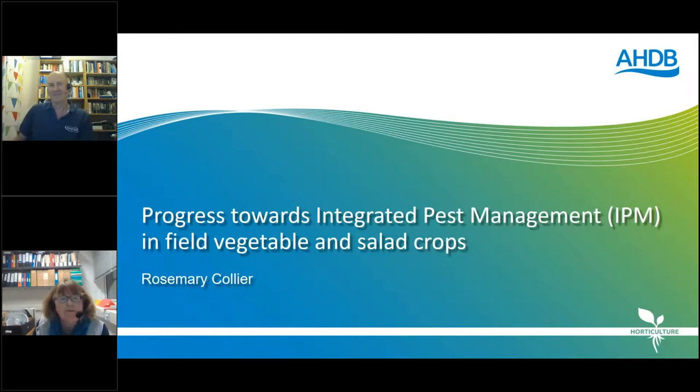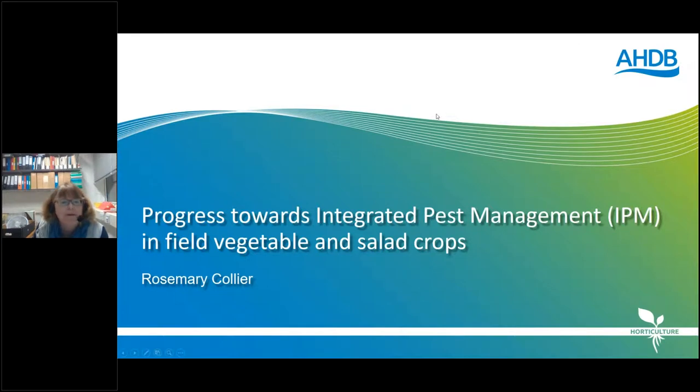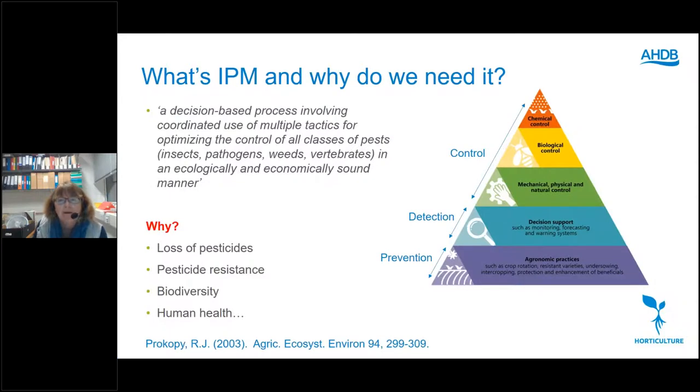So what I'm going to do is a run through of some of the things that we've been doing towards integrated pest management in field vegetable and salad crops. And in terms of pests, I'm talking about them really in the sense of insects rather than the broader concept. So what's IPM and why do we need it?